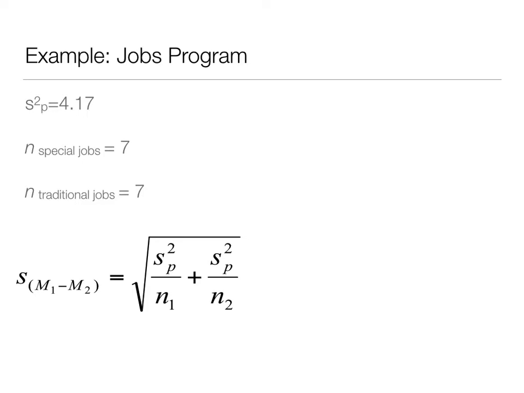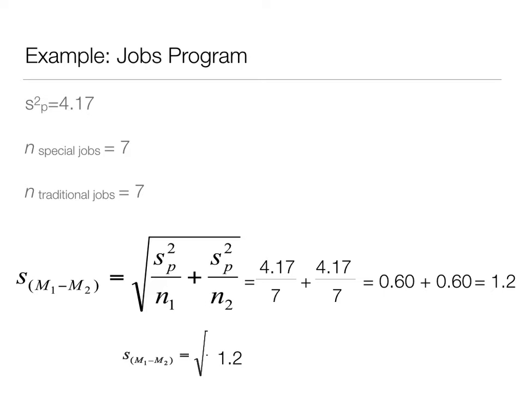So we have our pooled variance is 4.17. We have 7 people in each group. We have 4.17 divided by 7, and 4.17 divided by 7. We'll add those two together. So we get 0.6 for each of those. Added together, we get 1.2. We're going to need to take the square root of that. So the square root of 1.2 is 1.1. So our estimated standard error for this study is 1.10.